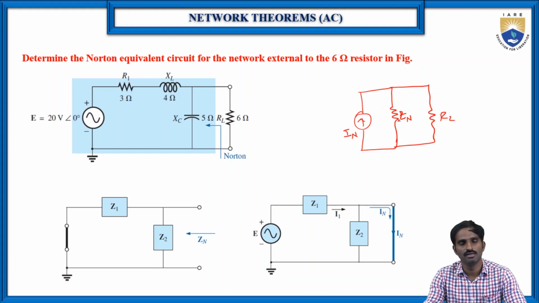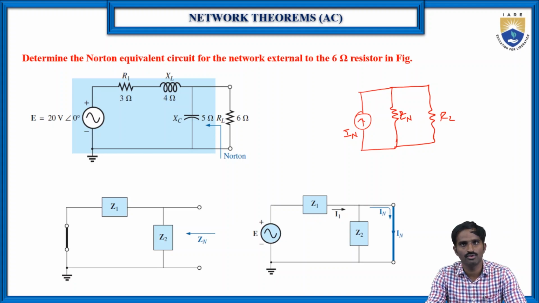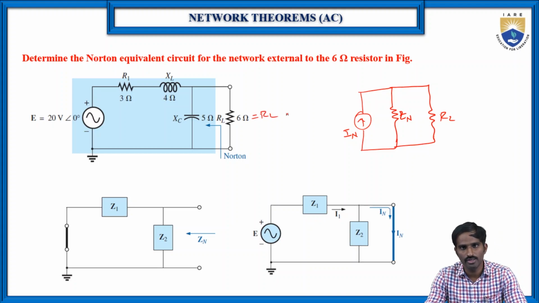So now this is the Norton's equivalent circuit, which means for the given circuit we need to draw the Norton's equivalent circuit for a network by connecting the external resistance of 6 ohms. So here the 6 ohms resistor is considered as RL. We need to find the Norton's current across these two terminals, as well as the Norton's impedance across these two terminals.